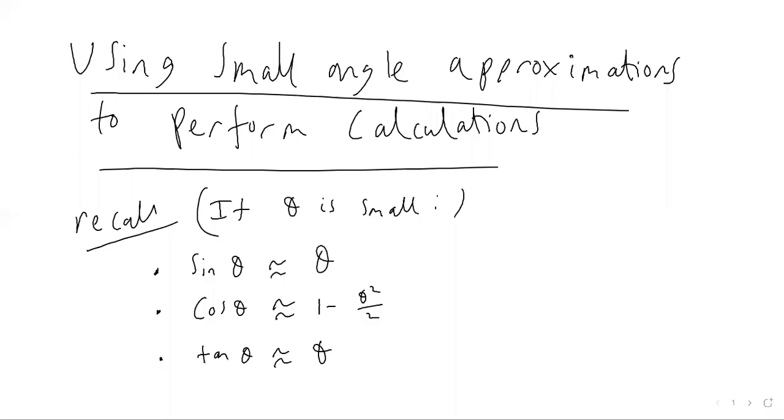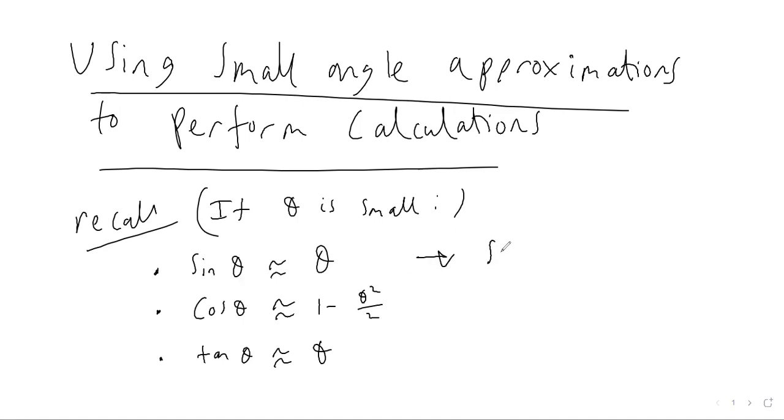Hello, so in today's video, we're going to look at how we can use small angle approximations to perform calculations. In yesterday's video, we looked at these small angle approximations. When theta is a small angle, sine theta is roughly theta. We also looked at the second one: when theta is a small angle, cos theta is approximately 1 take away theta squared over 2. And again, when theta is a small angle, tan theta is approximately theta.